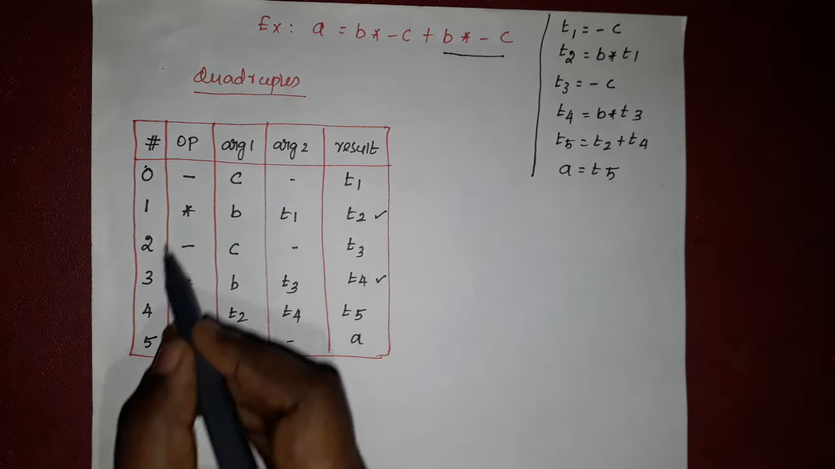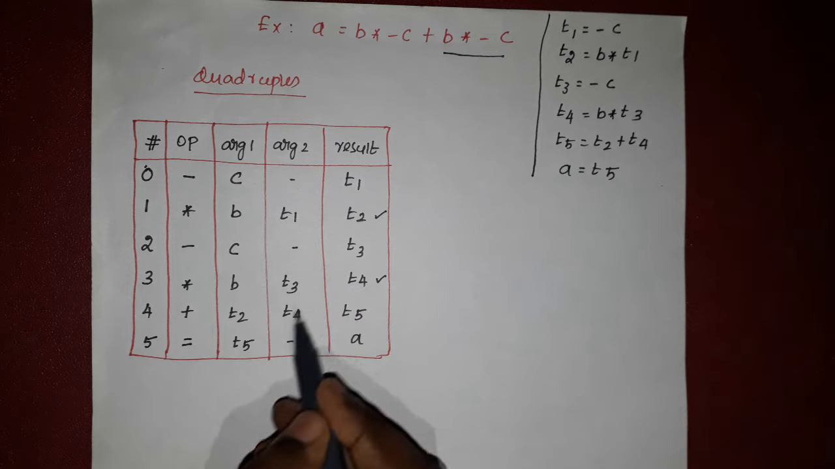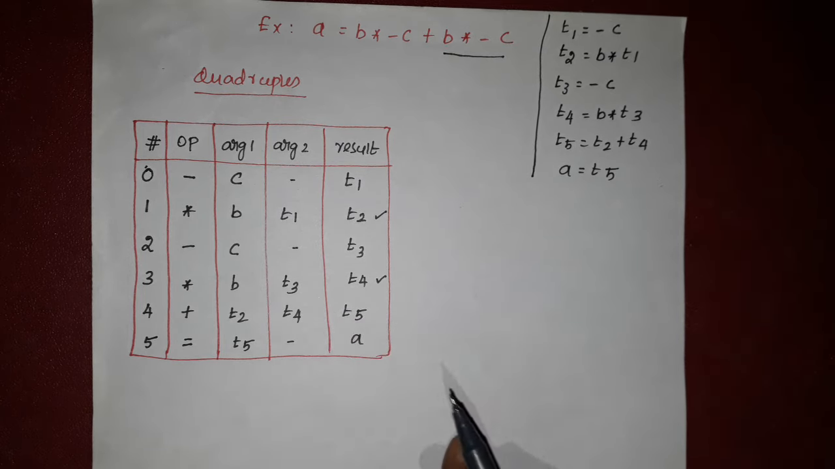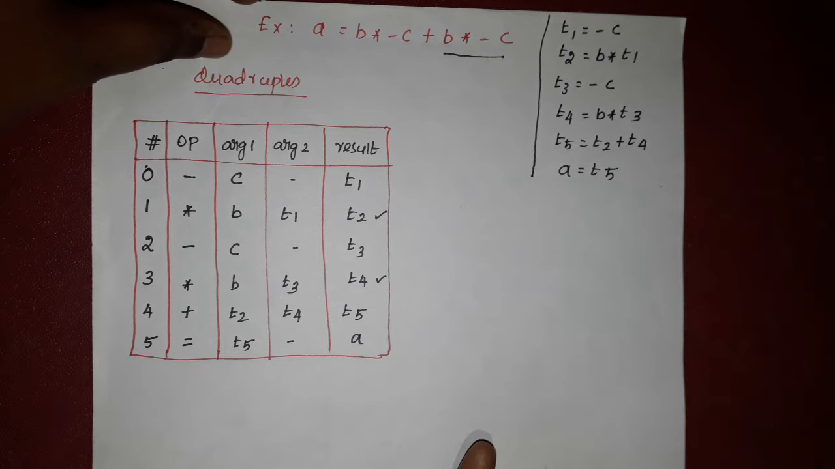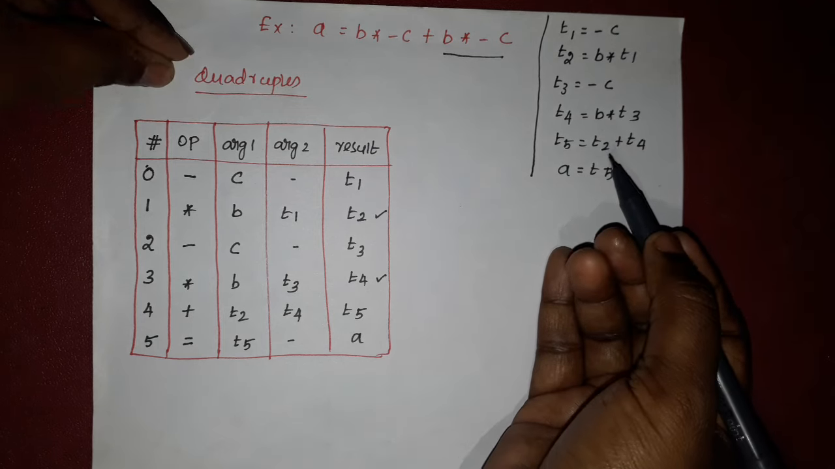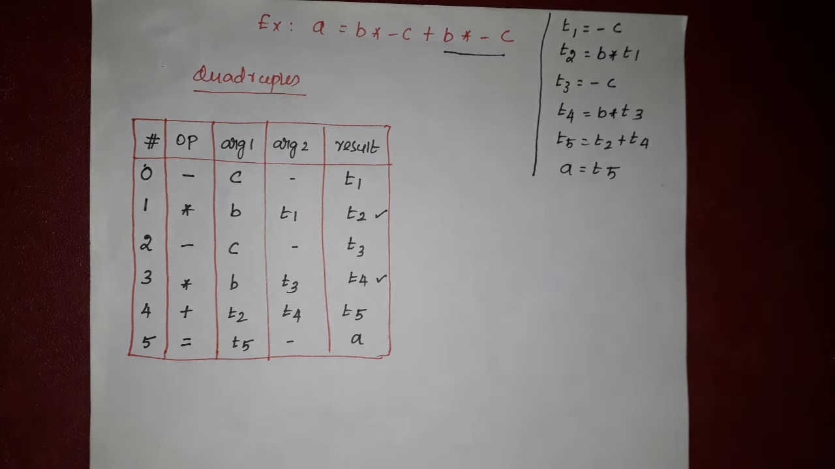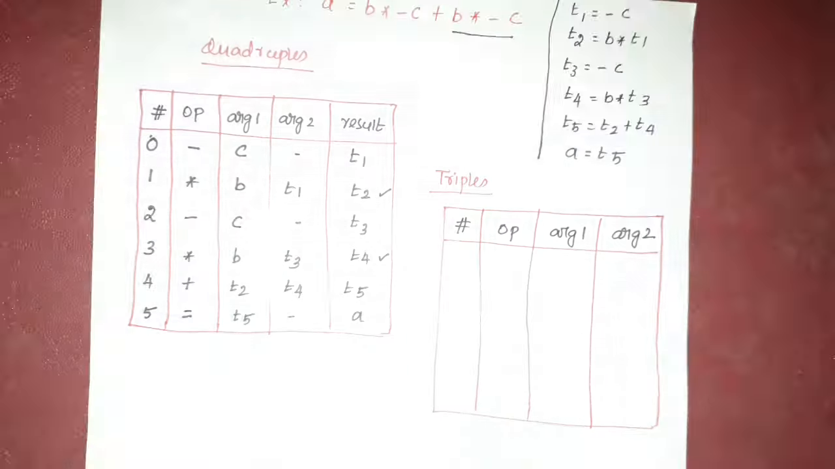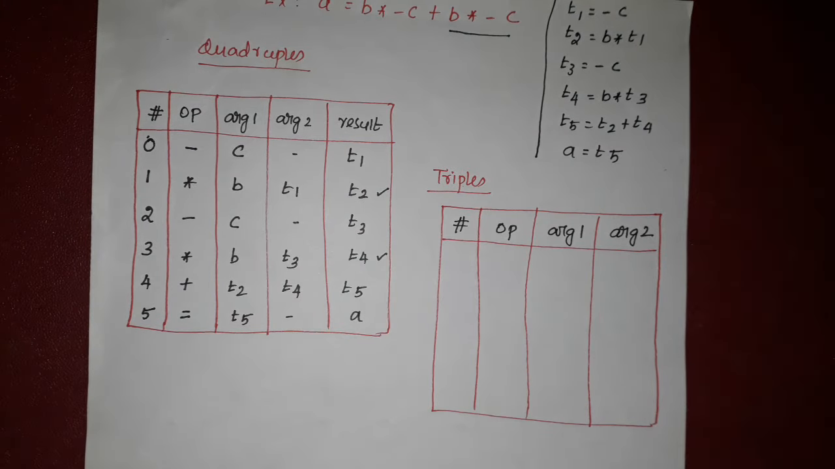So all values are evaluated by using temporary variables, and finally the final result is stored in A. This expression is implemented by using quadruples from this 3 address code. Then we will see what triples are. Yes, now we will see what triples are.